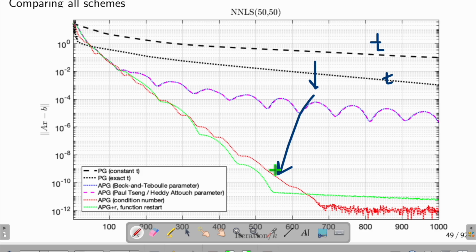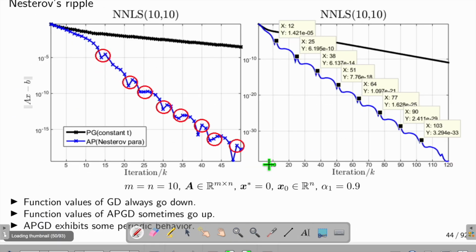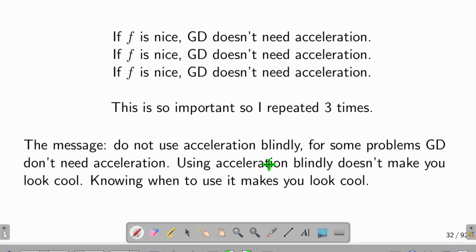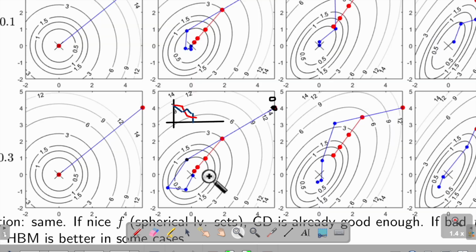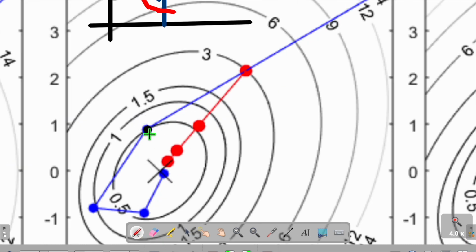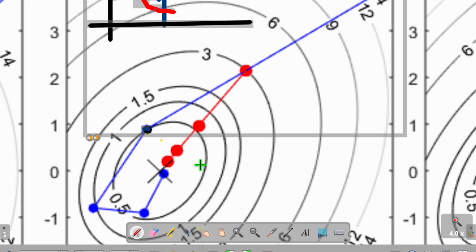And then when will restart be good? The restart will be good if this thing happens. The idea is, you remember, sometimes the blue can overshoot too much. Then you restart. Think about it. If I'm at this point, blue goes to here. But if I restart, okay, now let me draw it in yellow. So now I'm here, yellow is here.